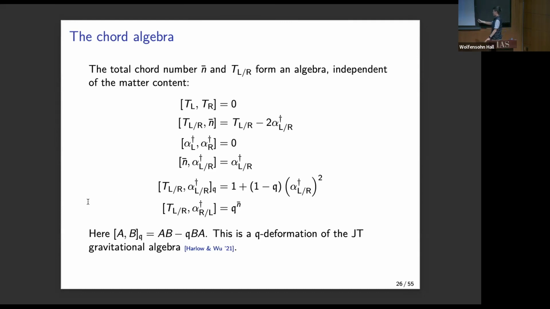Now if you stare at this expression for a little bit, you'll recognize, if you read Harlow and Wu, that this is some sort of Q deformation of the JT gravitational algebra. So there's actually quite a lot of information in these sets of equations, and the rest of the talk will be trying to extract a little bit of this information from this algebra.